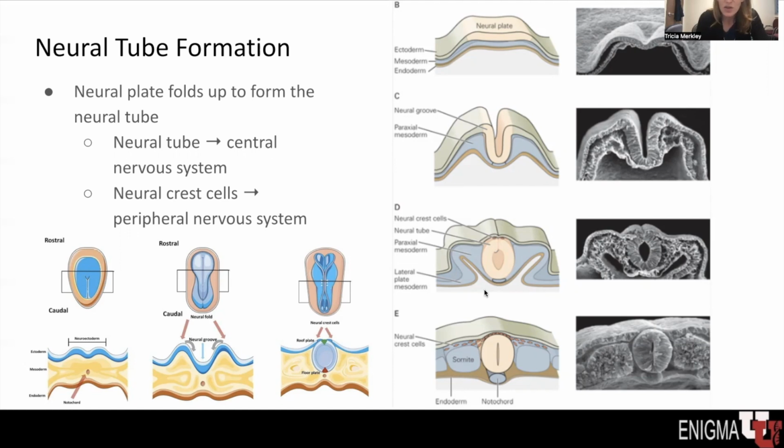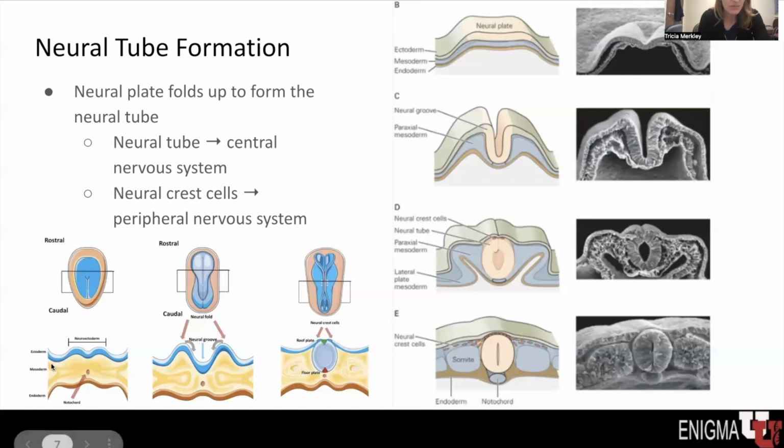So the neural tube later becomes the central nervous system. The neural crest cells develop into the peripheral nervous system. And so you can see in this figure down here, we are looking down on this neural plate. It shows the rostral end and the caudal end. The rostral end is what develops into the brain. The caudal end develops into the spinal cord.